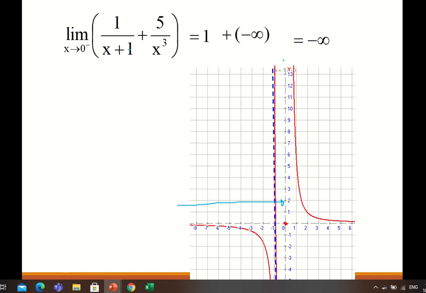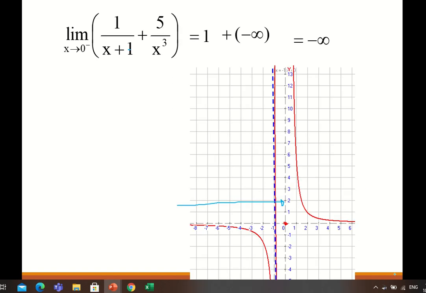The other vertical asymptote is when x equal to 0. So this becomes 0. So 5 over 0 cubed, sorry, cube. 0 cubed is still 0. So 5 divided by 0, or a very small number, makes a very huge number. So in terms of vertical asymptote, x equal to 0 would be another vertical asymptote. So this is another vertical asymptote here, this one.